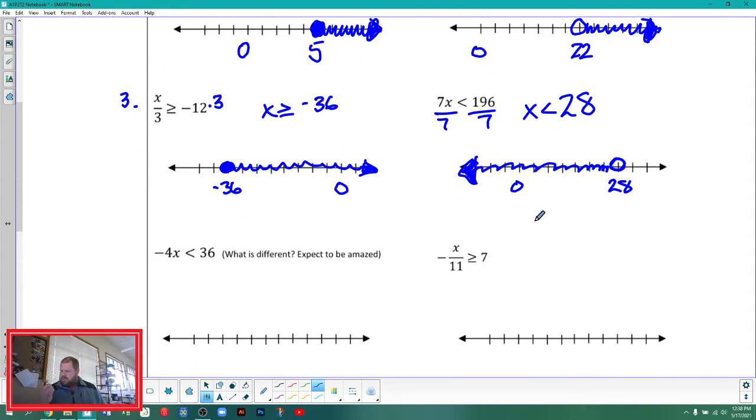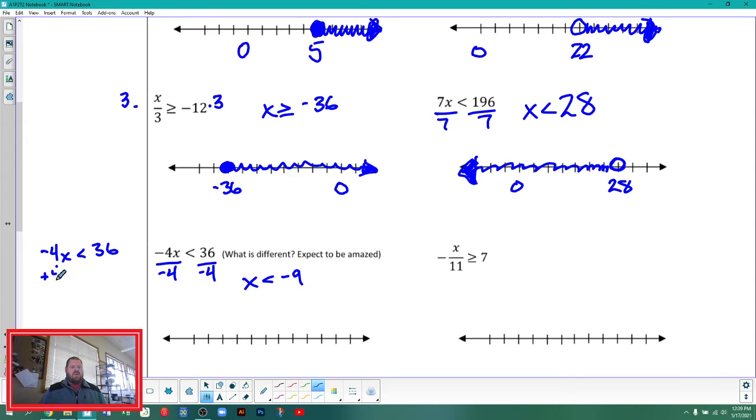All right, next one. Negative 4x is less than 36. Now, I'm not going to go too deep into this, but if I divide by negative 4 on both sides, I'm going to get x is, right now it says less than negative 9. Now, there's a problem with that, because I divided by a negative, and I can show it this way. Let's take the same thing.